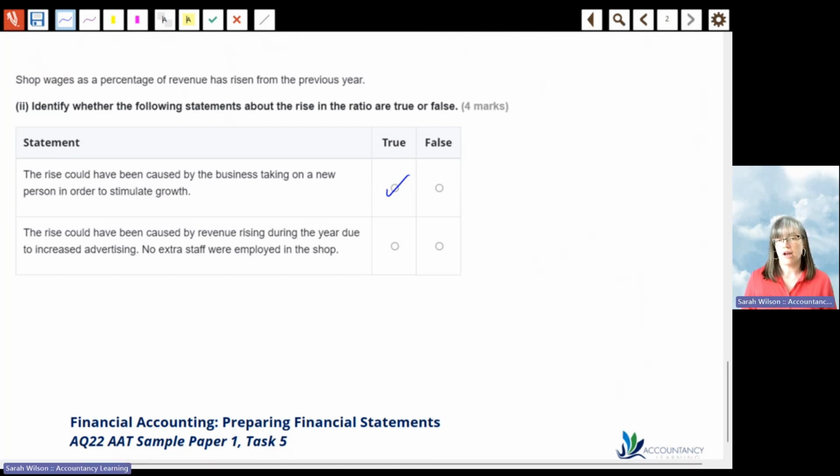The second one is the rise could have been caused by revenue rising during the year due to increased advertising, but no extra staff were employed in the shop. Now, this is the opposite of the previous statement. So the revenue has already risen due to a successful marketing campaign, but there hasn't been any change in the wages. So if no further shop staff are employed, then the wages wouldn't rise. And if the revenue goes up, then the shop wages would actually be a smaller percentage rather than a larger percentage. So that one is going to be false.